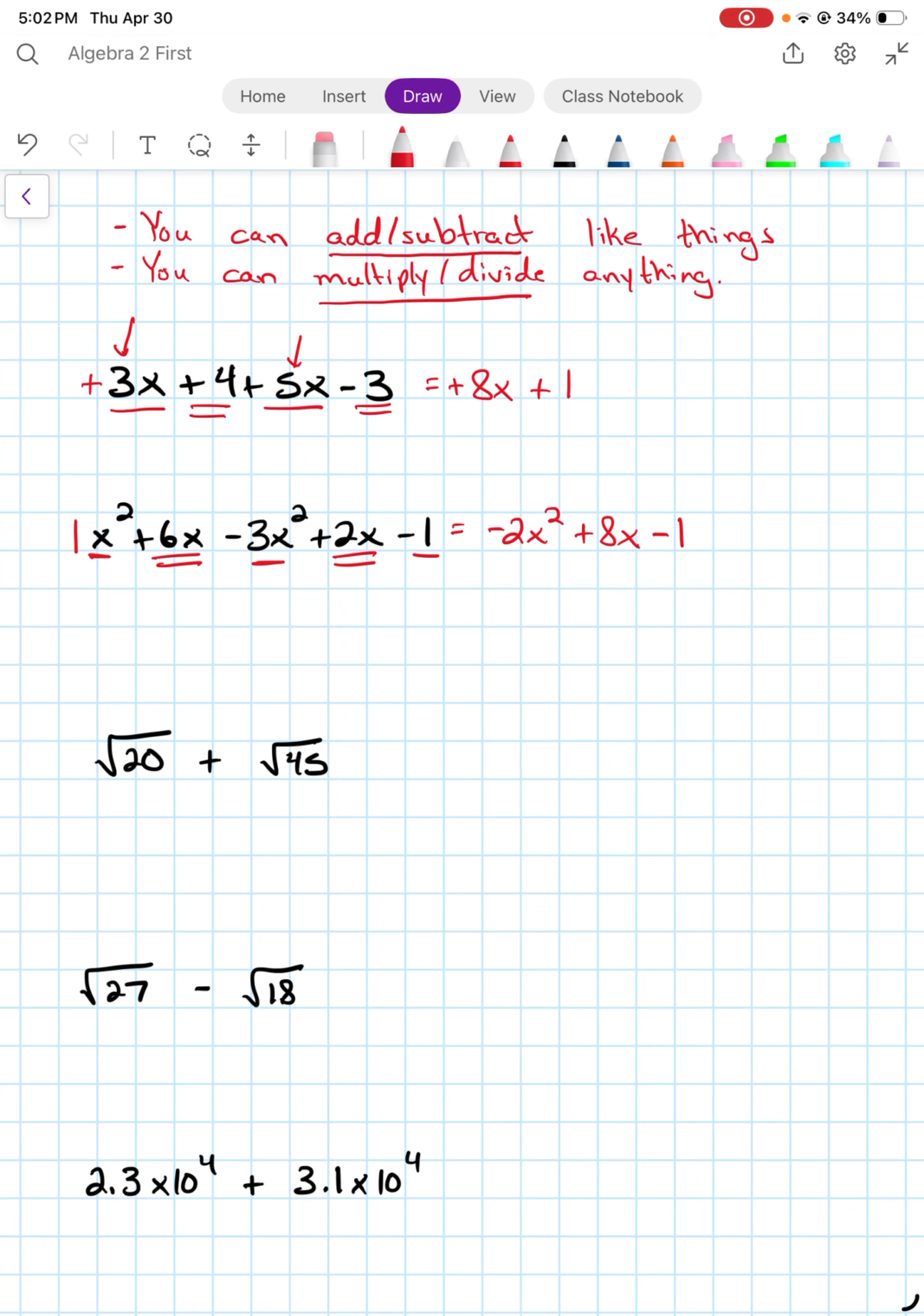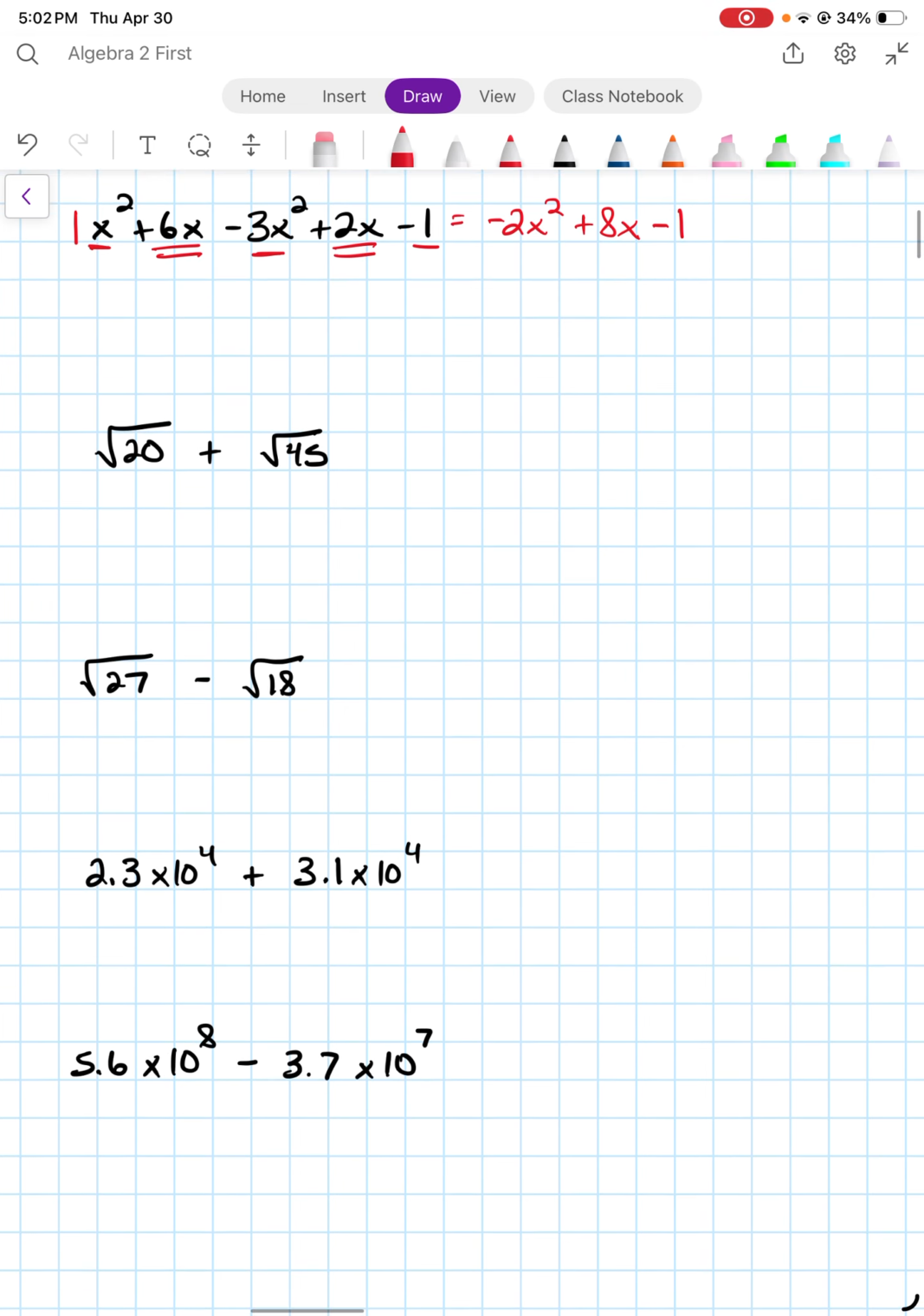Now, if you're adding or subtracting radicals, again, they have to be the same before you can add or subtract them. So what we're going to do to make these the same possibly is simplify the radicals. The square root of 20 is the square root of 4 times 5, which is 2 root 5. The square root of 45 is the square root of 9 times 5, which is 3 root 5. And again, notice what I said: treat it just like x's. 2 root 5s plus 3 root 5s, a total of 5 root 5s. Notice just like the x's, the root 5s stay the same.